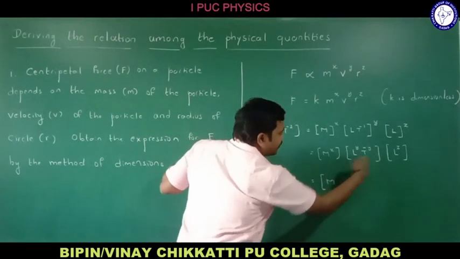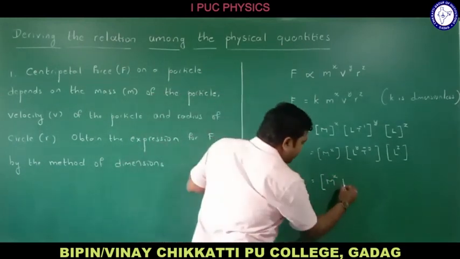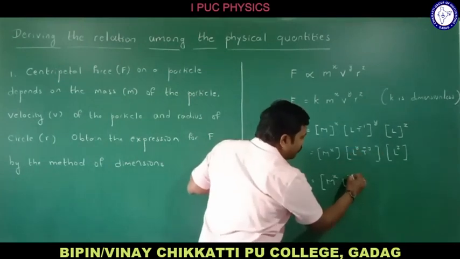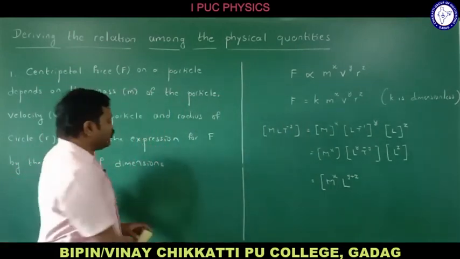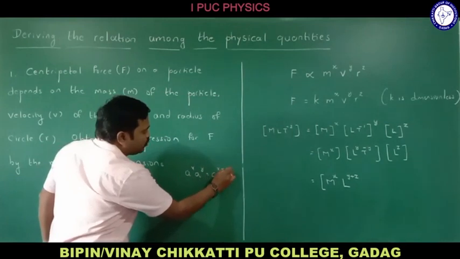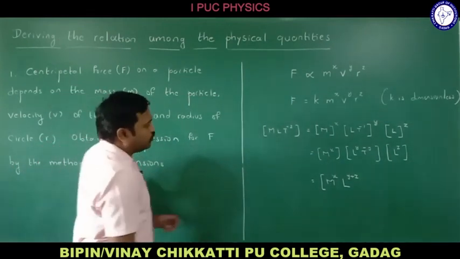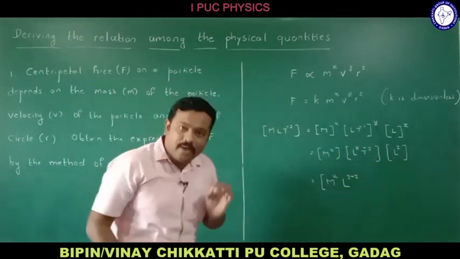Is there any m here? No, let me take it as m raised to x. Let me go with L. Here there is y and here there is z. y plus z, you know the laws of indices. a raised to x into a raised to y is a raised to x plus y. This is the law of indices that you are studying. So L raised to y, L raised to z, L raised to y plus z.